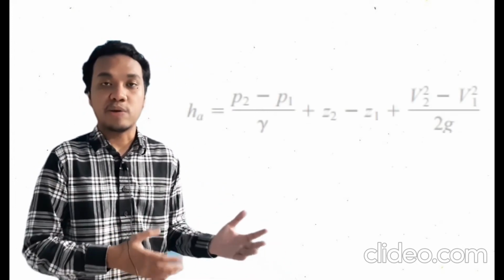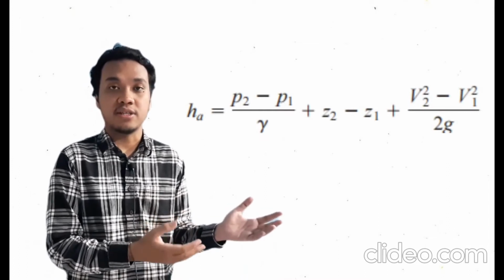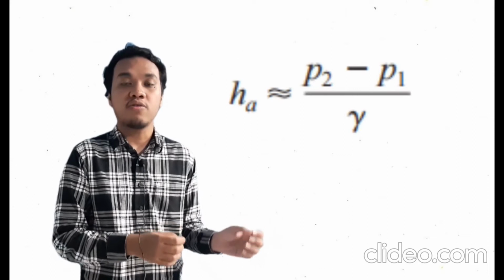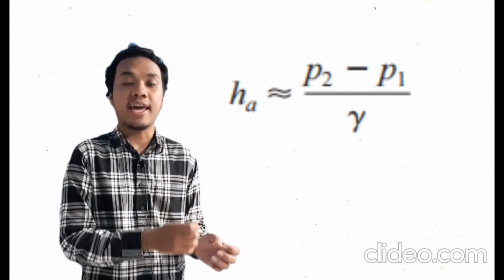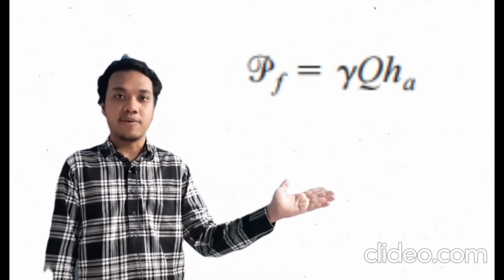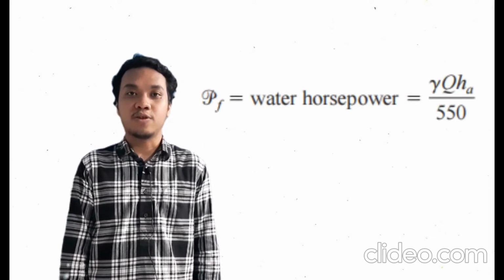During the experiment, the head can be calculated by using this energy equation for the pump inlet and outlet. The differences in velocity and elevation are small, so these values are neglected. The power of the fluid motion can be expressed by this formula, and the water horsepower can be calculated by this formula.